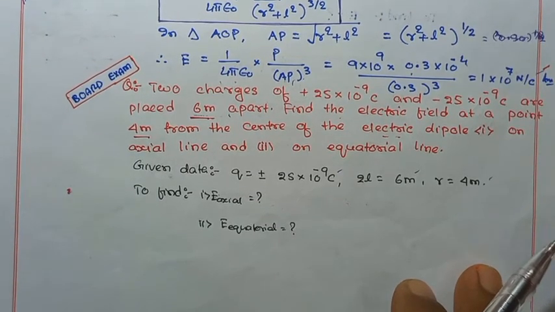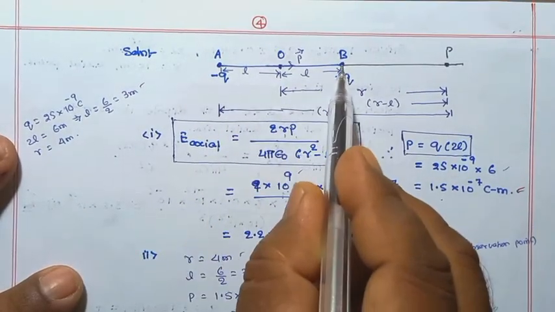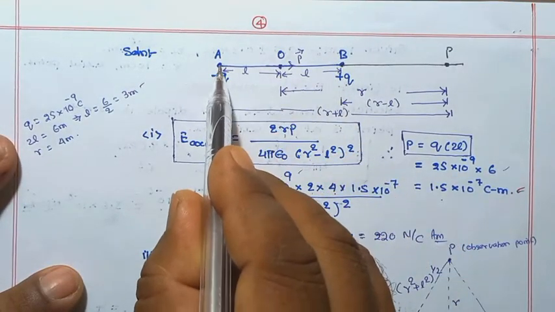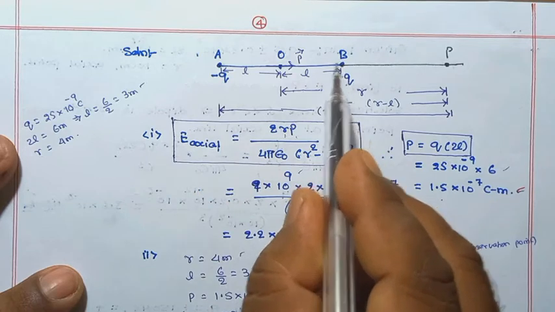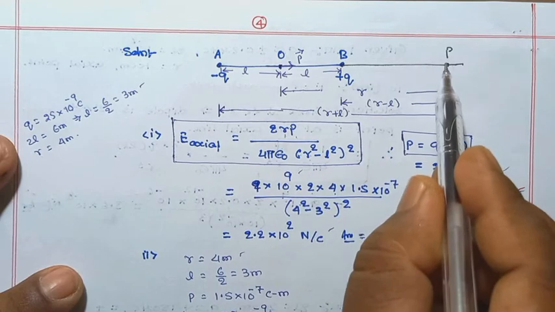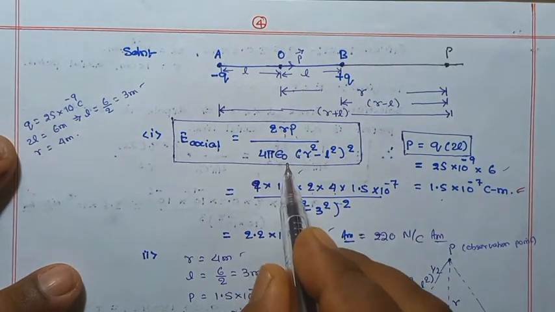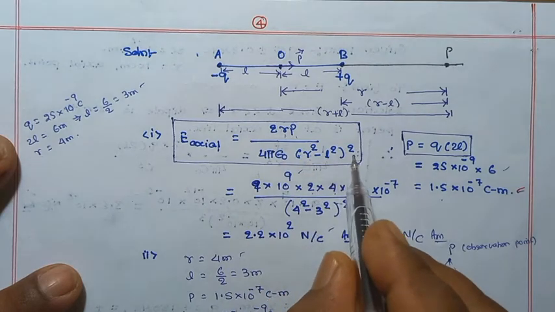Okay. So this AB is the electric dipole with minus q charge at A and plus q charge at B. O is the center of the electric dipole, and the distance from the center to the observation point is r. Here we will use the formula: E on the axial line, that means electric field intensity on the axial line, is equal to 2rp by 4 pi epsilon 0 (r square minus l square) to the power 2.